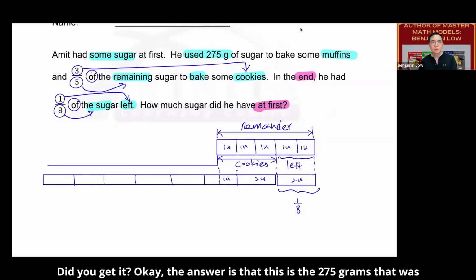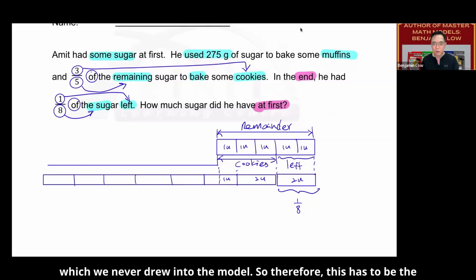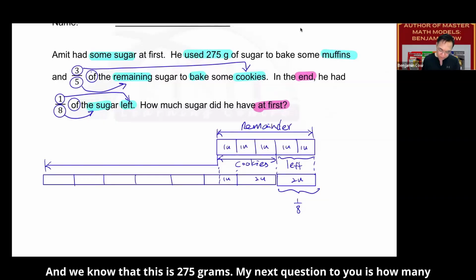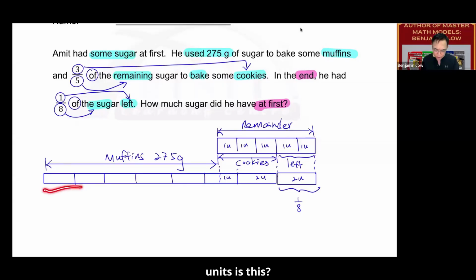Did you get it? Okay, the answer is that this is the 275 grams that was used for muffins, which we never drew into the model. So therefore, this has to be the muffins. And we know that this is 275 grams. My next question to you is, how many units is this? I'll give you a moment.